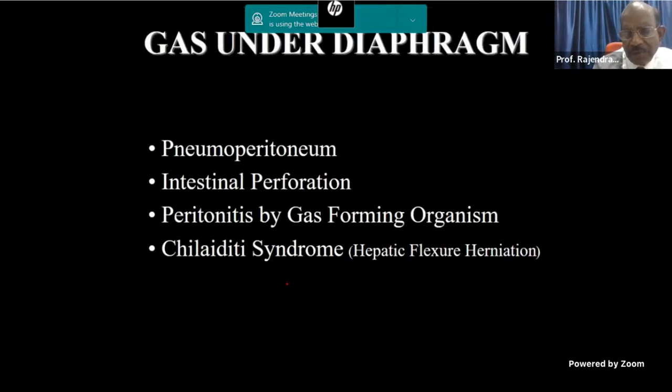Gas under the diaphragm: normally you see gas under the left dome of the diaphragm, but if you see it under the right dome, then pneumoperitoneum might be present, such as intestinal perforation, or peritonitis by a gas-forming organism. Another condition is known as Chilaiditi syndrome, where hepatic flexure herniation is there.